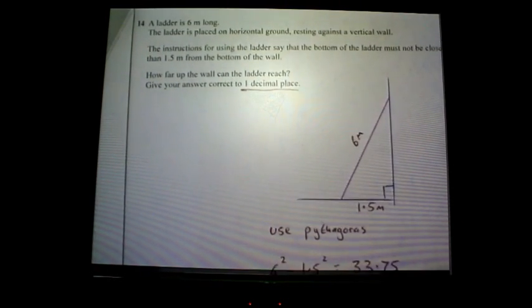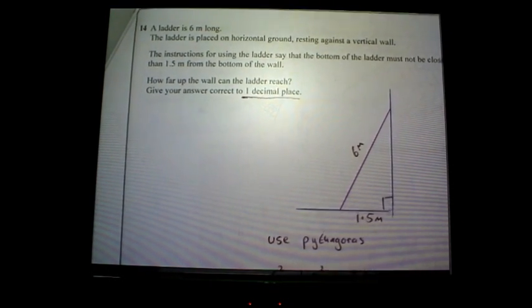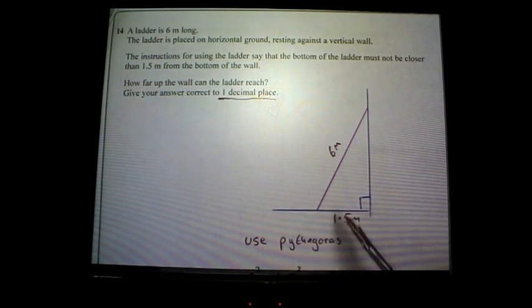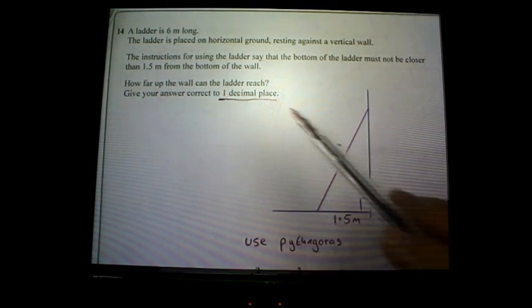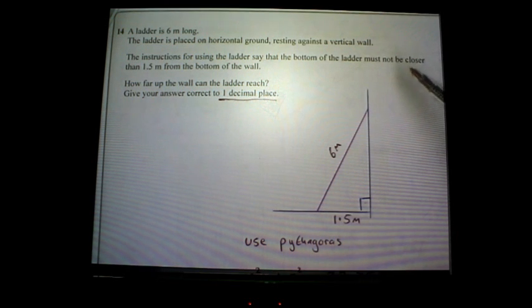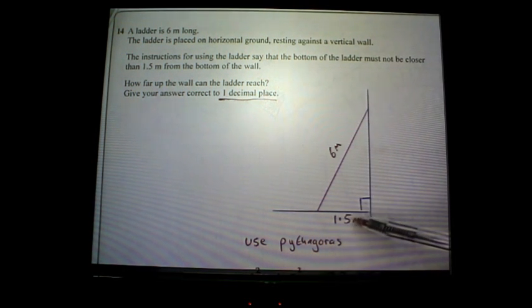Question number 14, you've got to model this one. A ladder is 6 metres long, it's placed against a wall. The instructions for using the ladder say the bottom of the ladder must not be closer than 1.5 metres, so it's 1.5 metres. How far up the wall can the ladder reach?